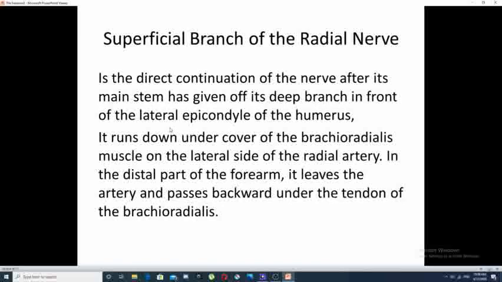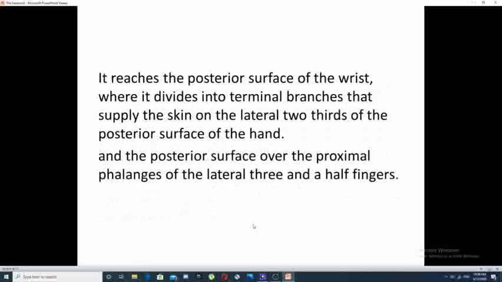It runs downwards under the cover of the brachioradialis muscle on the lateral side of the radial artery. And in the distal part of the forearm, it leaves the artery, passes backward under the tendon of the brachioradialis muscle, and it moves to reach the posterior surface of the wrist, where it will divide into terminal branches, which supply the skin over the lateral 2/3 of the posterior surface of the hand and the posterior surface of the lateral 3½ fingers of the hand.